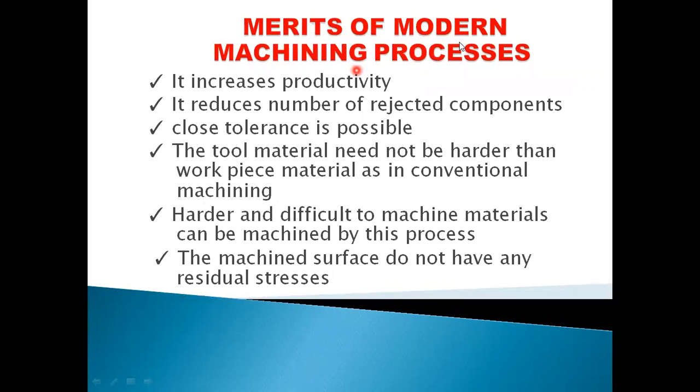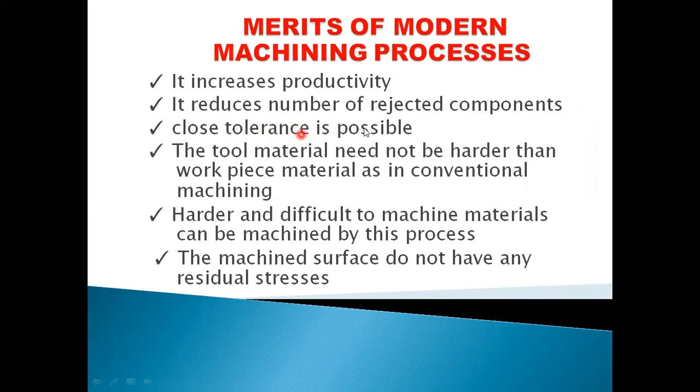And what are the merits of modern machining processes? Because of using a modern machining process, obviously it increases productivity. Assume that with the conventional machining process, per hour I can produce 10 parts. With a modern machining process, I can produce 50 parts per hour. Like that, the productivity is going to be increased. It reduces the number of rejected components because I'll be using either electrical discharge machining or chemical milling. All these are very modern and efficient manufacturing techniques, so the rejected components will obviously be reduced.